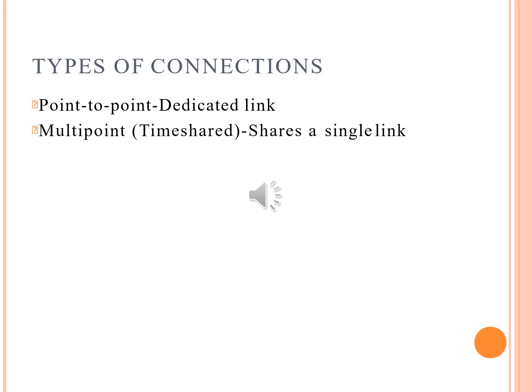A very important point is that we have different types of connections. First is point to point, also known as a dedicated link, and we have multi-point, also known as time shared, which shares a single link. It means we have one-to-one communication, or one-to-many communication. We have a single resource, and we share that single resource with all the other end users, and they all obtain that particular resource easily. That is known as multi-point.